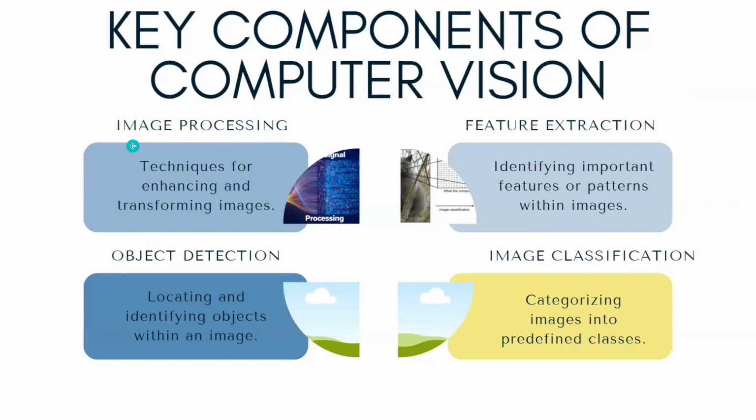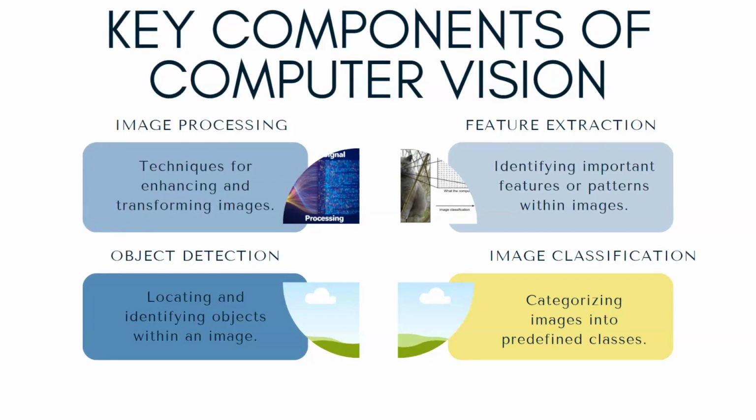The first one is image processing. These are all the techniques for enhancing and transforming images. Say, for example, you have, let me think, this pen, right? So you have an image of this pen.